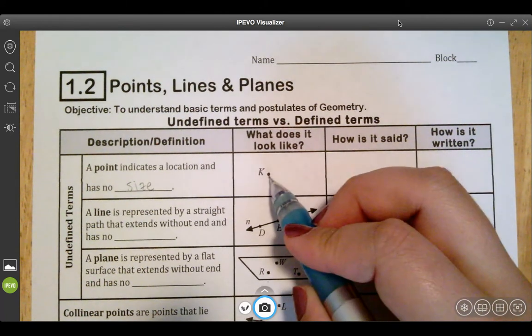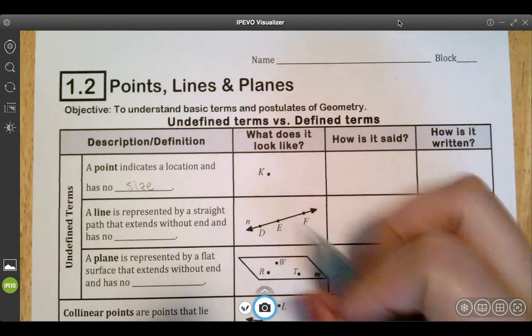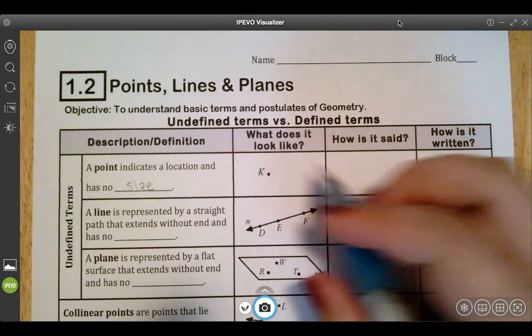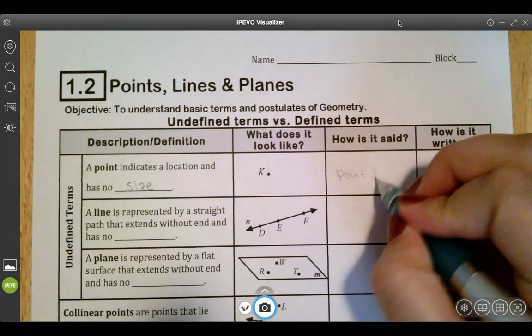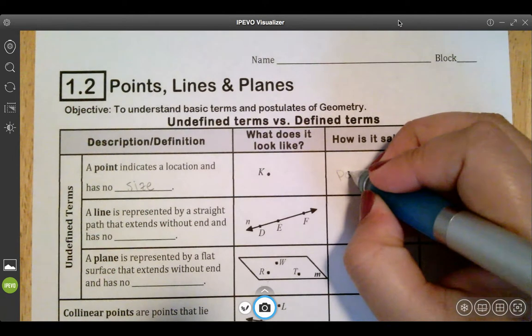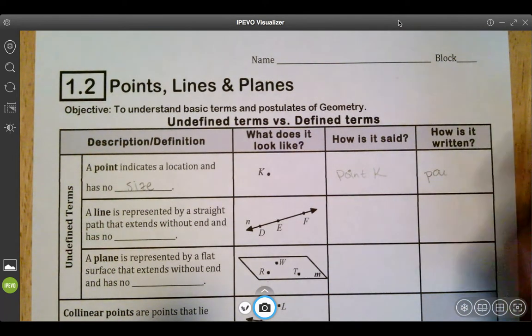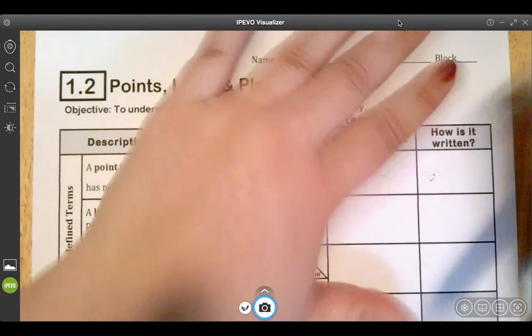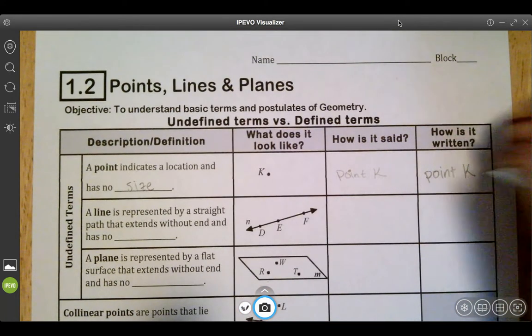And when we're looking at this point here, it looks like just a dot with a label next to it. This one is called K, and so we would describe that as point K. And if we were to write it in a sentence, or if we were describing it, we would say also point, not paint, point K.